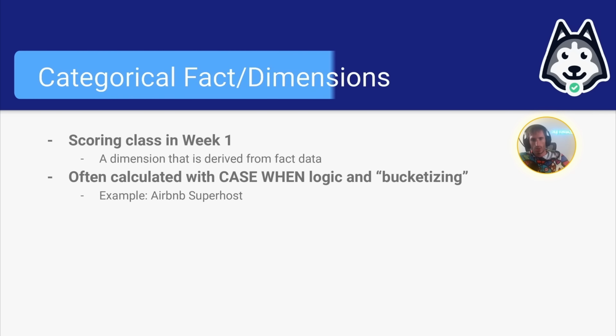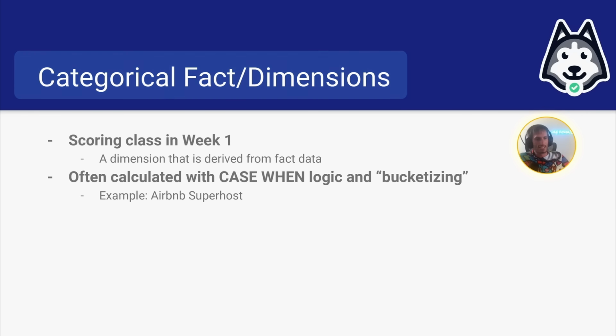Okay, so let's talk more about categorical fact bucketing of dimensions, right? We had a very simple bucketing example in week 1 where we bucketized users based on points, right? But a lot of times it might be more complicated than just one value like points. For example, for Airbnb superhosts, there's a bunch of criteria. You have to look at a bunch of columns together to create that dimension.